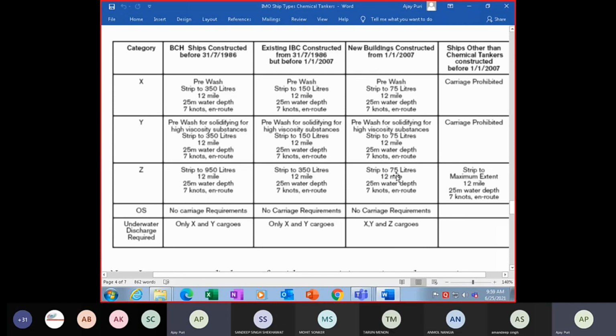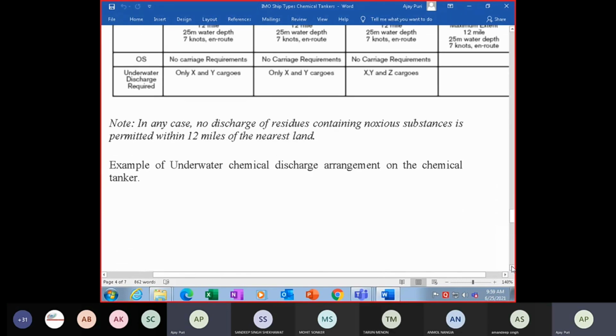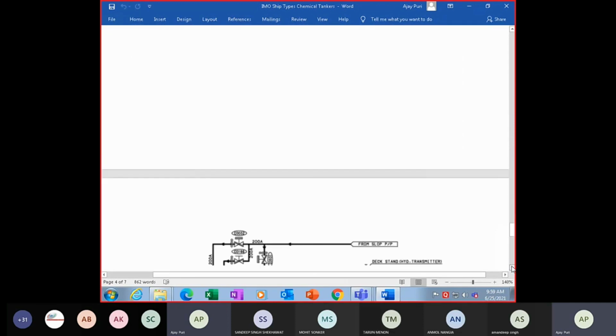Z का strip to 75 liters, no pre-wash required. Distance 12 nautical miles, 25-meter depth, 7 knots en route, 4 knots when being towed. Other substances, no carriage requirements. Underwater discharge required for X, Y, and Z. Right, तो ये सारा आपका था. NX2 भी आपका रिवाइज करा दिया.